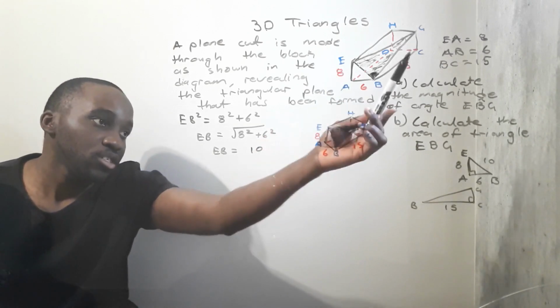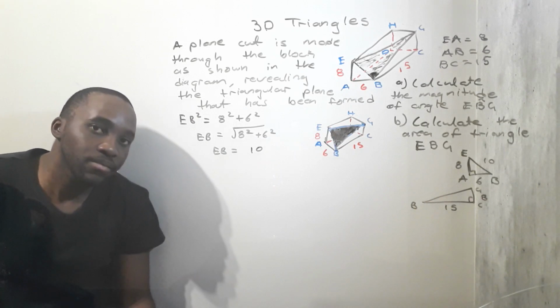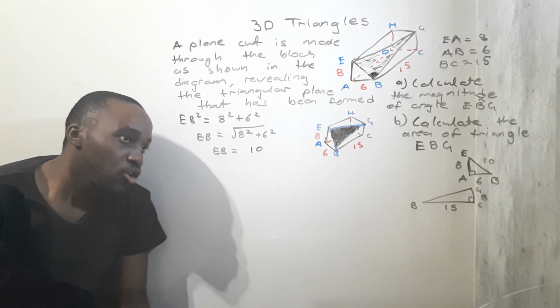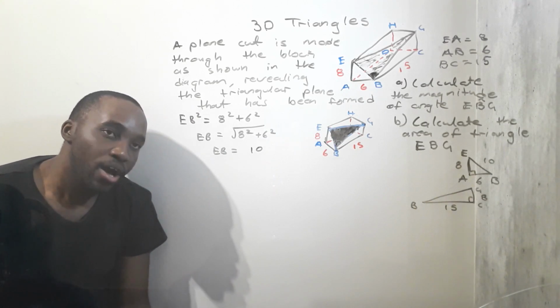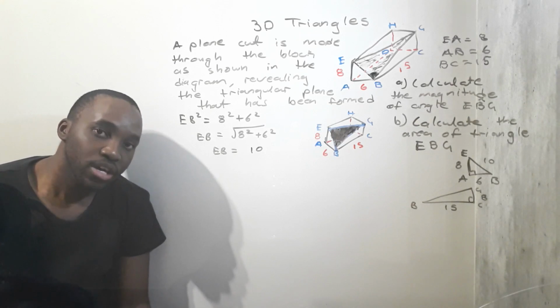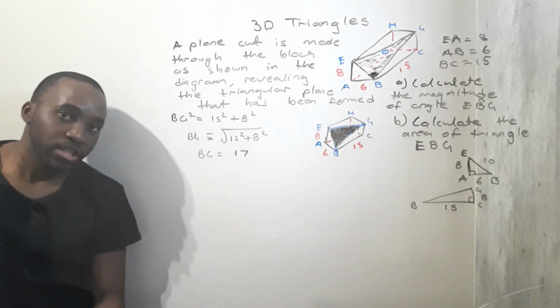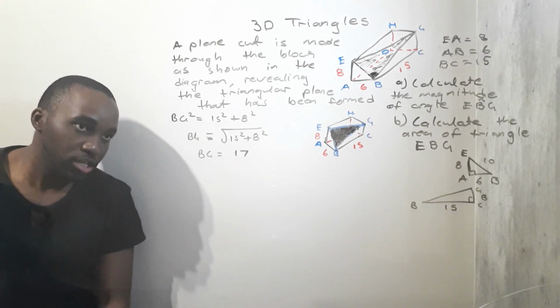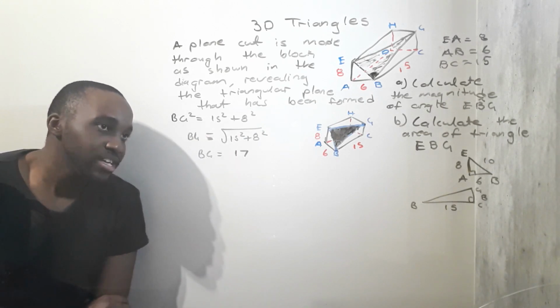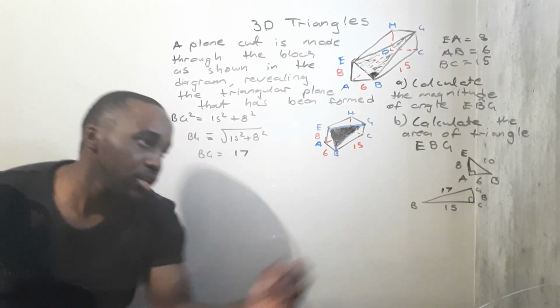So the distance of GC there is just 8, and then we can work out BG using Pythagoras as well. So using Pythagoras to get BG, here we're seeing that our value for BG is equal to 17. So let's throw that there.